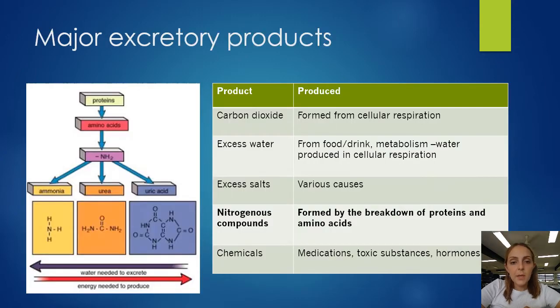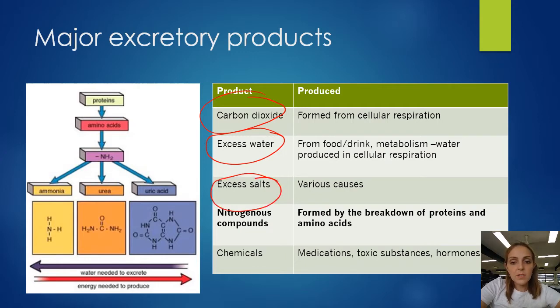Now, in terms of the major excretory products within the human body, we've spoken about carbon dioxide, which is formed from cellular respiration, and we get rid of that by the respiratory system. Now, water can sometimes be considered an excretory product if we have excess amounts of it, and that can be from food and drink, and as I spoke about metabolism earlier, the body uses some, but we do need to excrete excess water in order to maintain normal salt concentrations and ion concentrations in the body, and that's done by the urinary system.